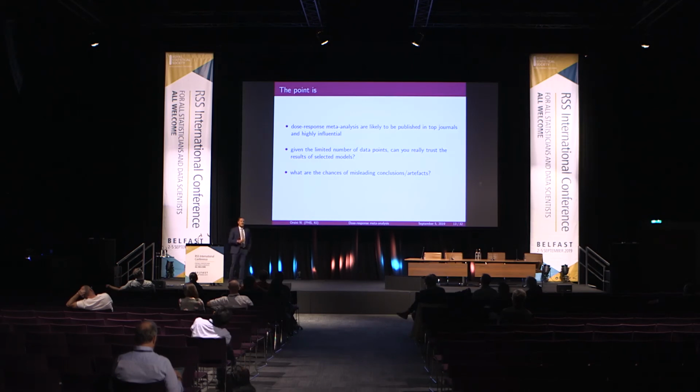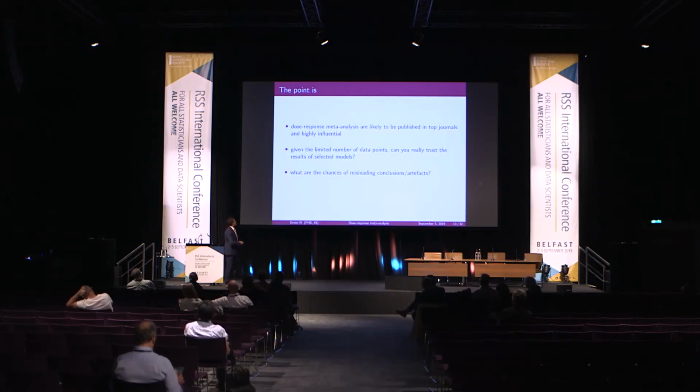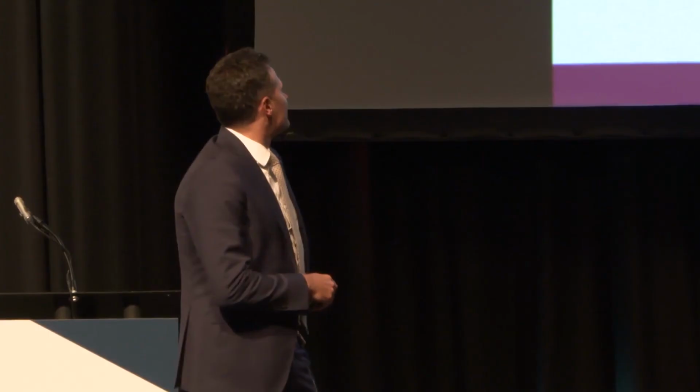Those dose-response meta-analyses are likely to be published in top high-impact factor journals and are likely to be very influential. Given the size of the data set, the kind of example that I have shown is really a few lines of data, but they represent thousands of patients, thousands of cases. So it's very important to be very careful when you do such analysis. Whatever you do, can you trust the results of whatever model you pick? To what extent can you push the modeling in light of these really few lines of data? That's the question that I have.